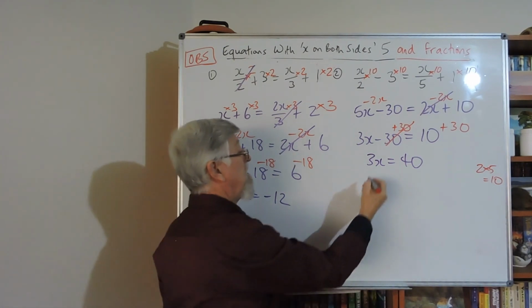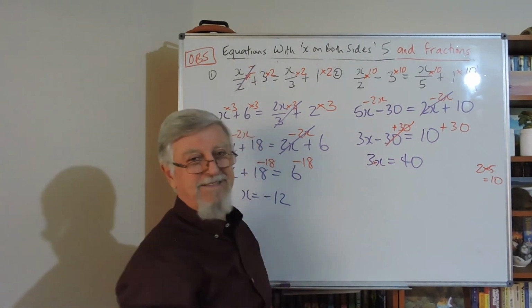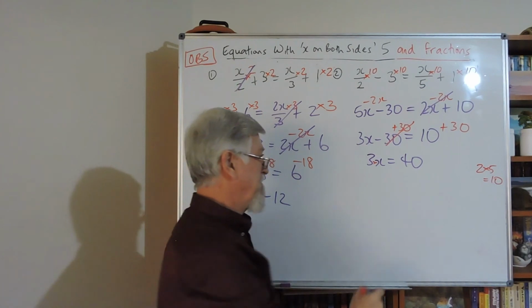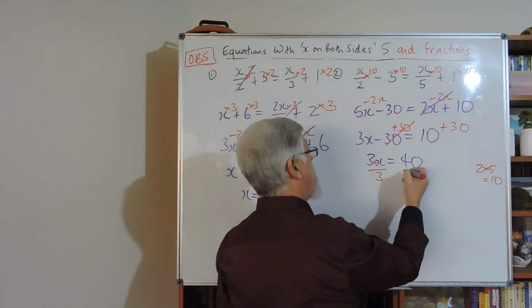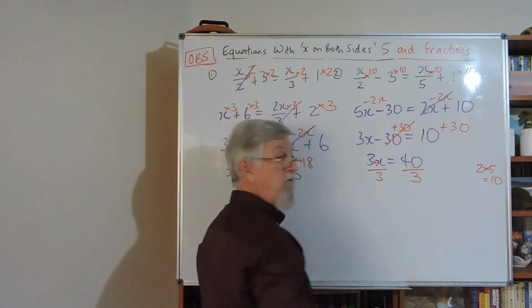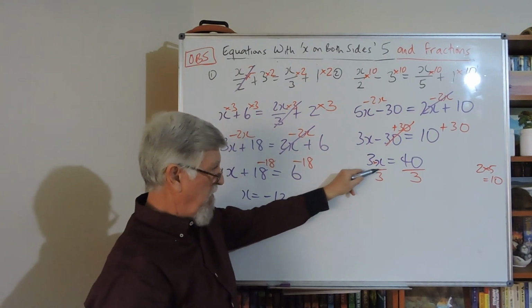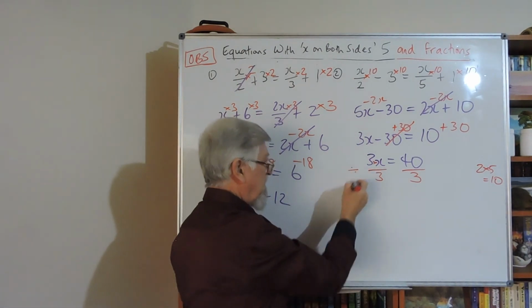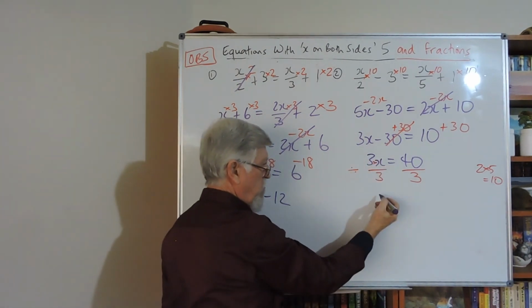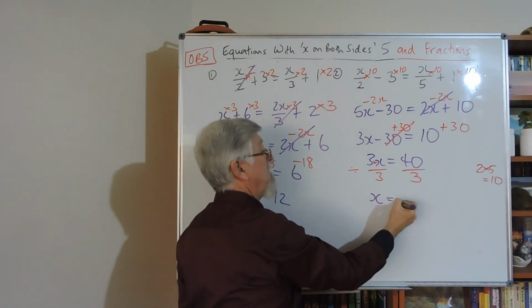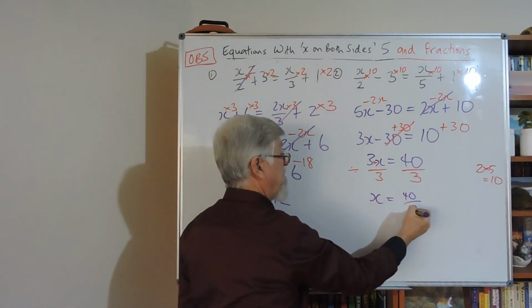So what's in between the 3 and the x? There's the times, so the opposite of times 3 is divide 3, and if you haven't seen me talk about before, the quickest way to write divide 3 is that way, just means divide. And 3 into 3 is 1, so that's a 1x. 3 into 40 is actually the answer of 40 on 3.